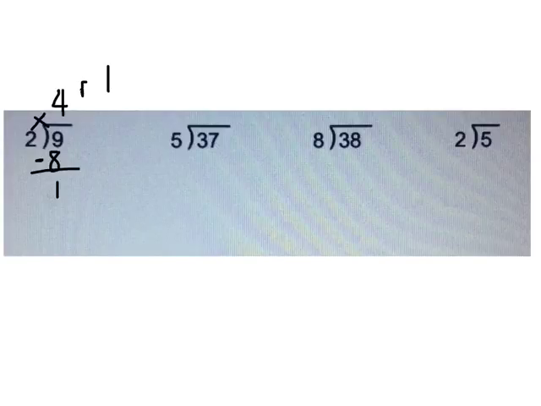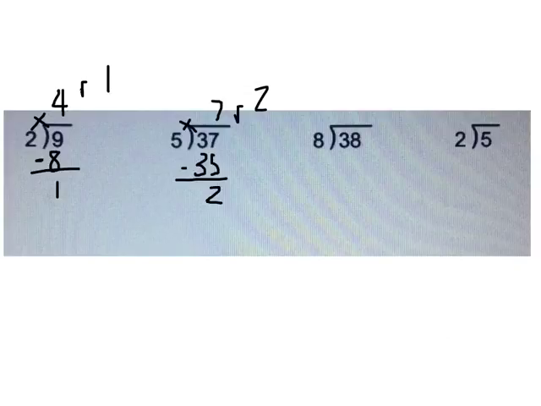Try another. What's 37 divided by 5? Well, I know that 5 times 7 is 35. That's as close as I can get without going over. 7 times 5 is 35, and when I subtract, I have 2 remaining. 7, remainder 2. Try the next one.